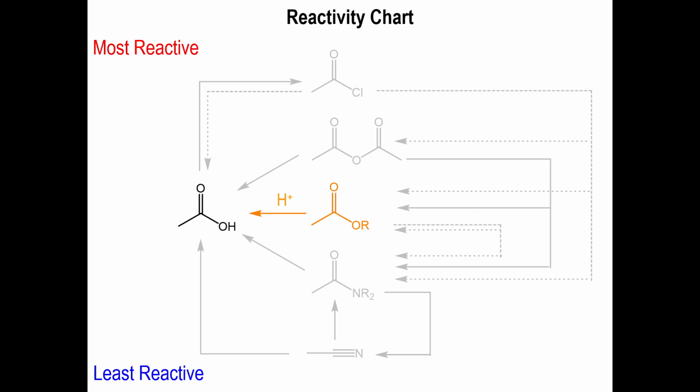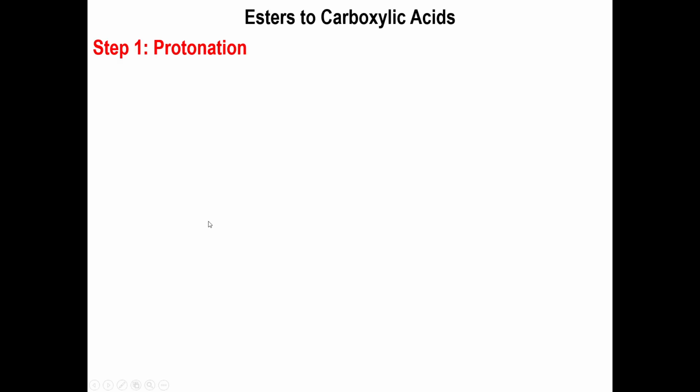Okay, and then one last one that we should talk about, which is basically the conversion of an ester back to a carboxylic acid. This requires a little bit of heating, but it's nothing too drastic. Pretty much, you treat that ester with an acid catalyst in the presence of water, right? So you have your hydronium cation.